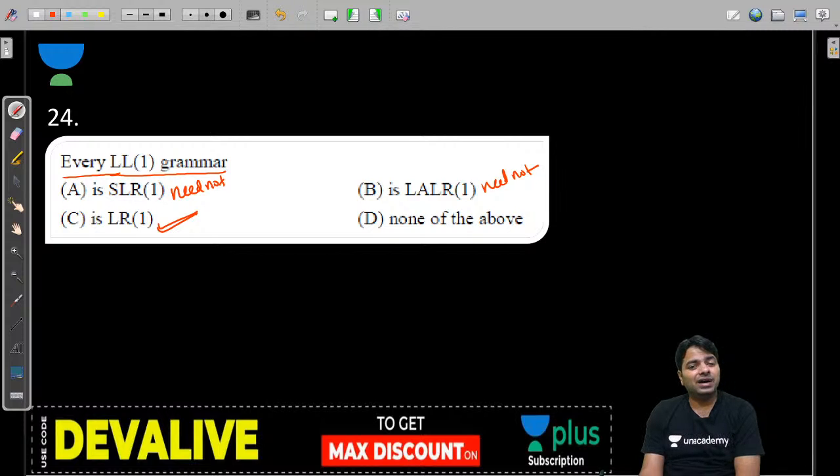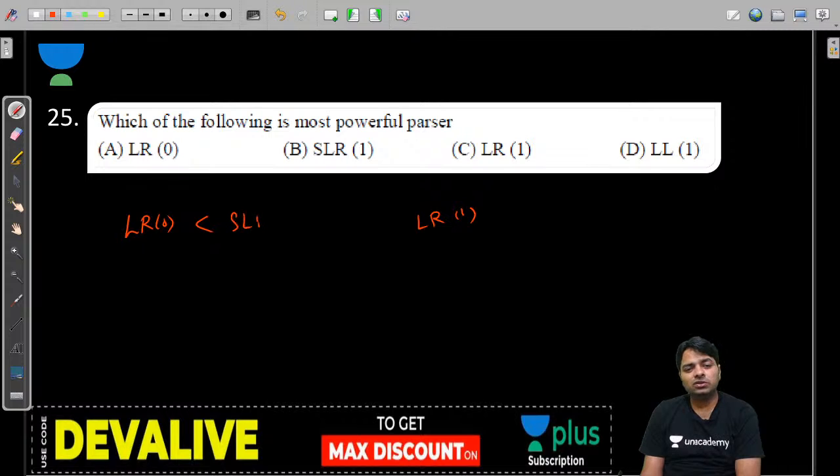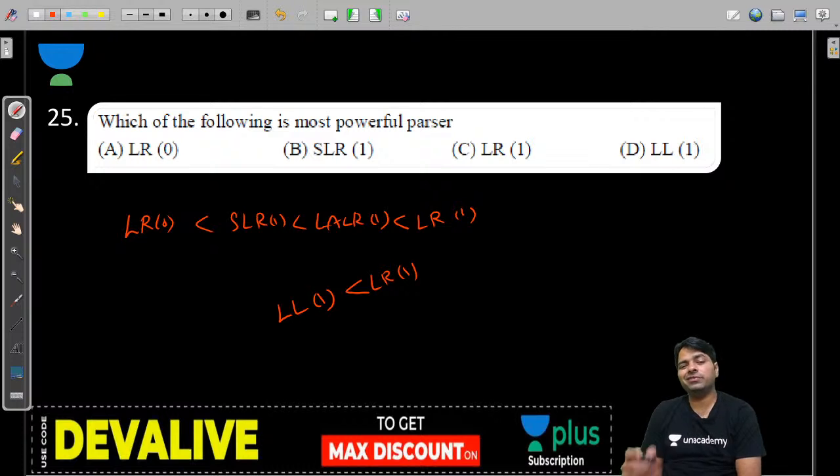And at the end of the session, we have again these questions to understand which grammars will satisfy if the grammar is LL1 or not LL1. Which of the following is the most powerful parser? If we look at that, LR0 is less powerful, LR1 is more powerful. So you are going to answer like this, but here LL1 is less powerful than LR1, and there is no relation between the remaining, no relation between SLR1 and LL1 now. LR1 is the most powerful, right?